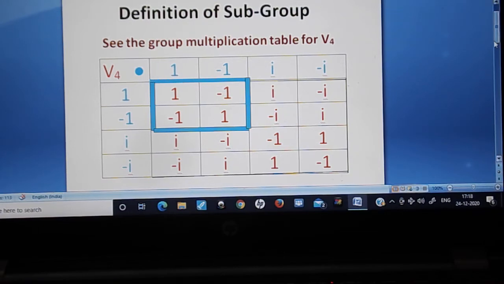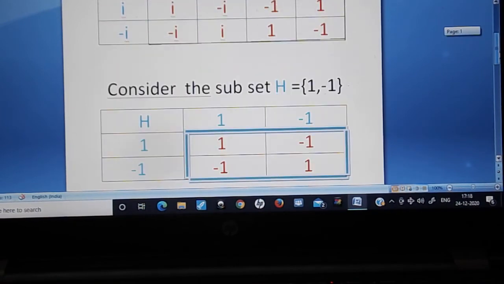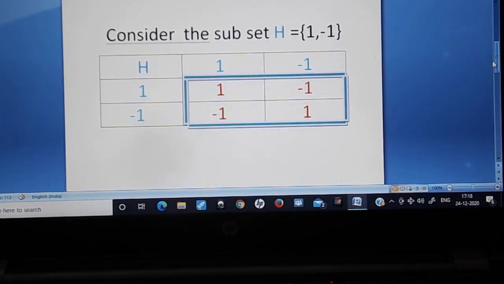You see the multiplication table for V4, which I prepared in the last class also. You see the elements under the blue frame. I am separating that. That is 1, -1, headed by 1, -1 and column-wise 1, -1. This is a subset of V4. What about these elements? This is closed under the operation multiplication defined in V4. You see the table separately prepared for the set H equal to {1, -1}.